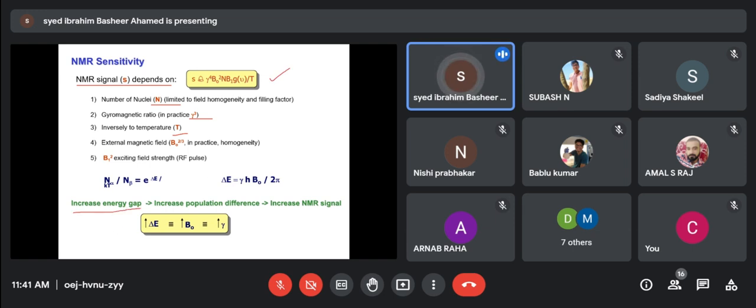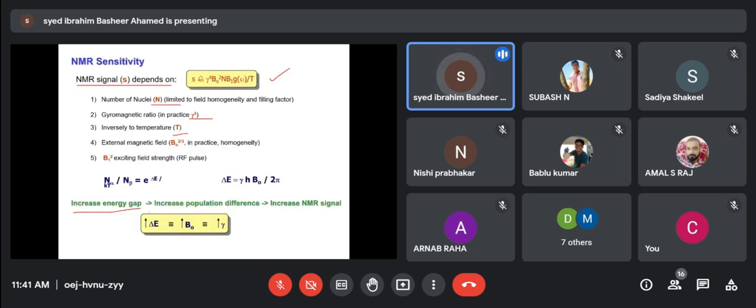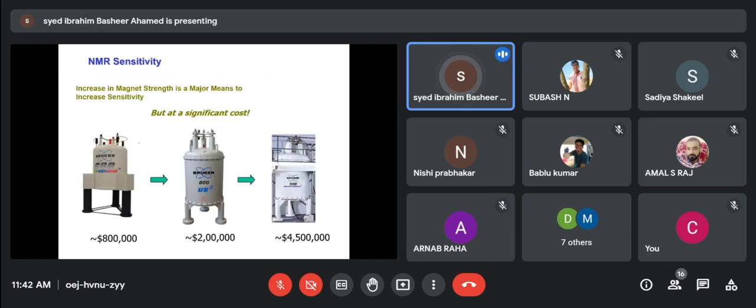So you have to increase the energy gap. You have the energy gap here, and you have to increase it. And then increase the population difference. That will result in a good NMR signal. So delta E should be higher, B naught should be higher, and the gyromagnetic ratio should be higher in order to get a good NMR signal.